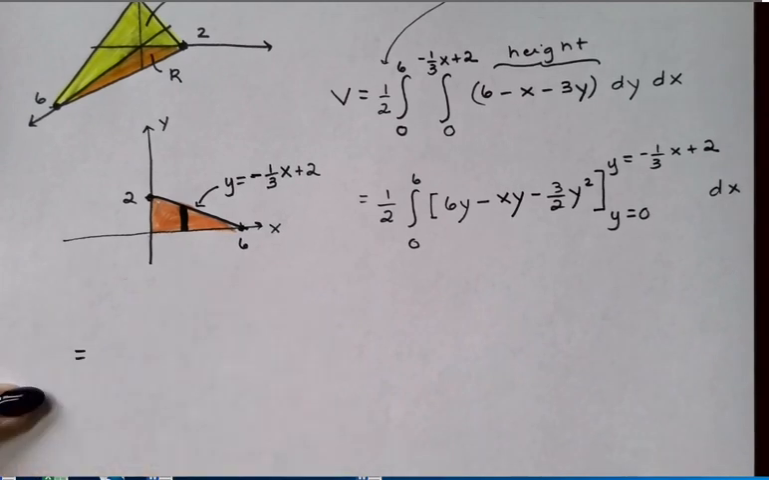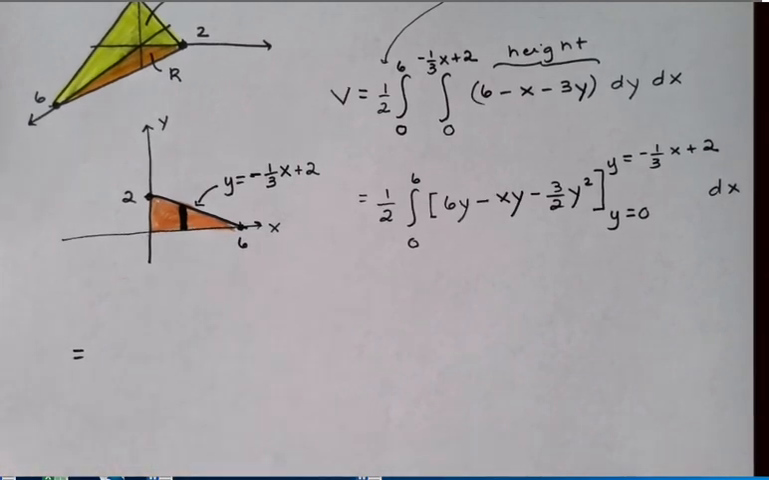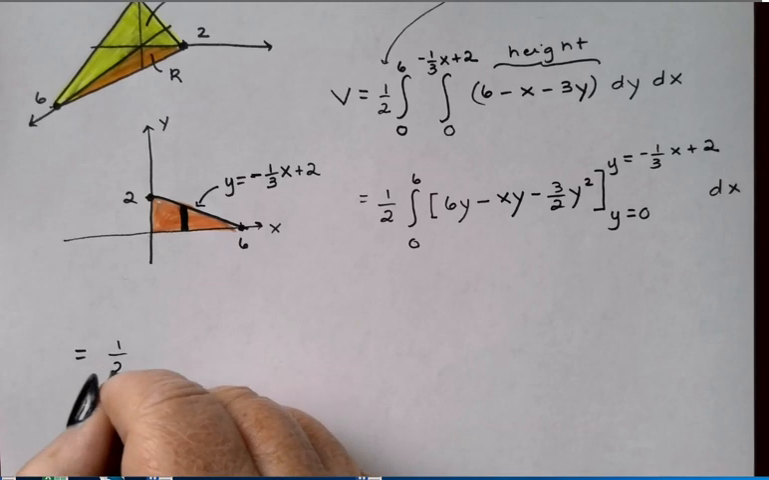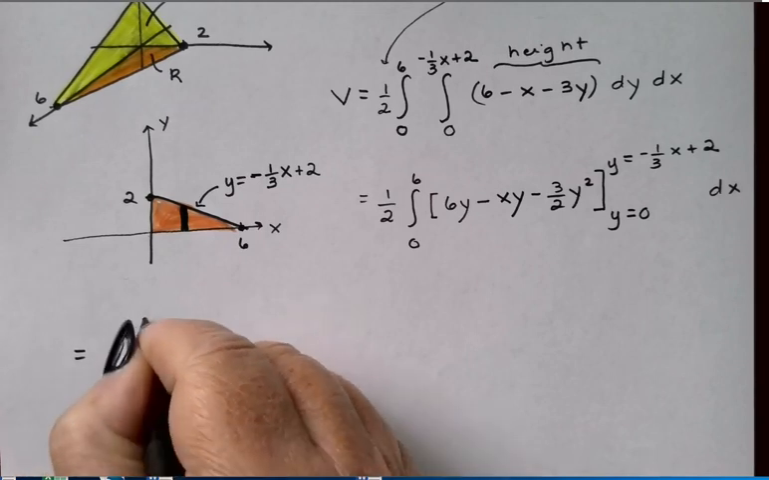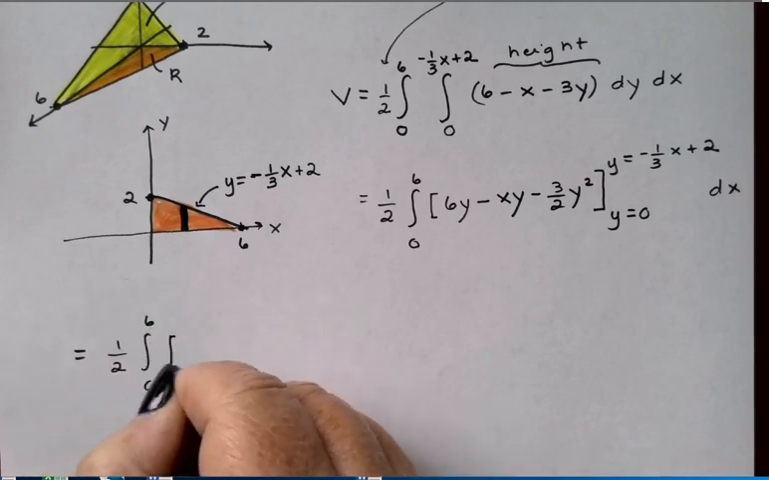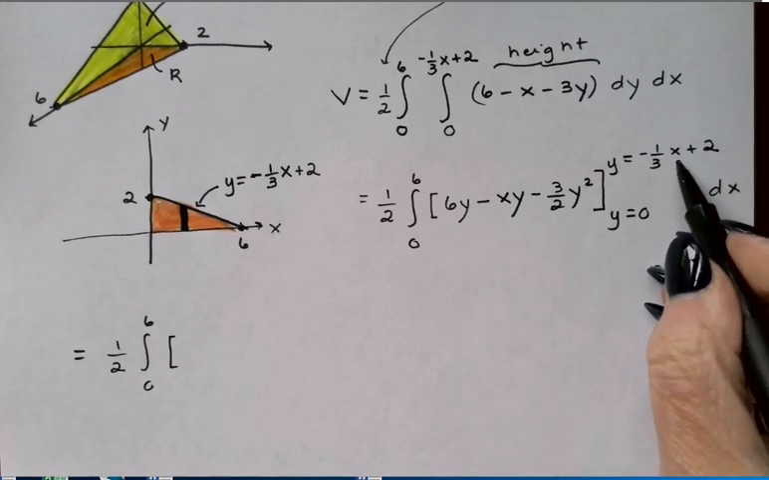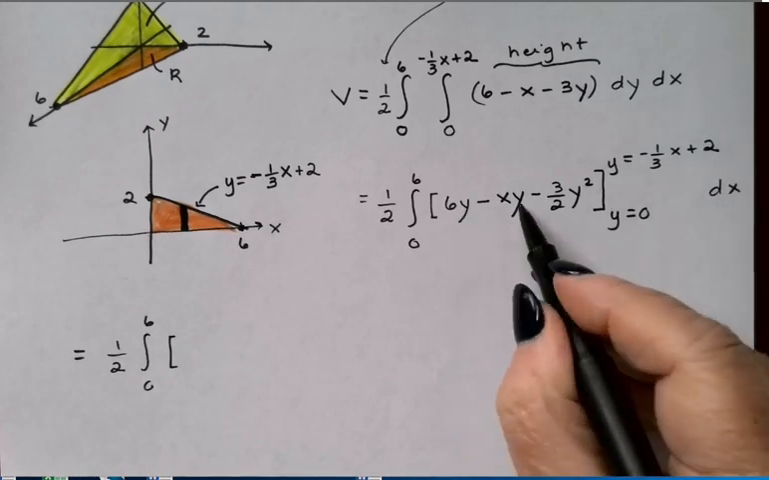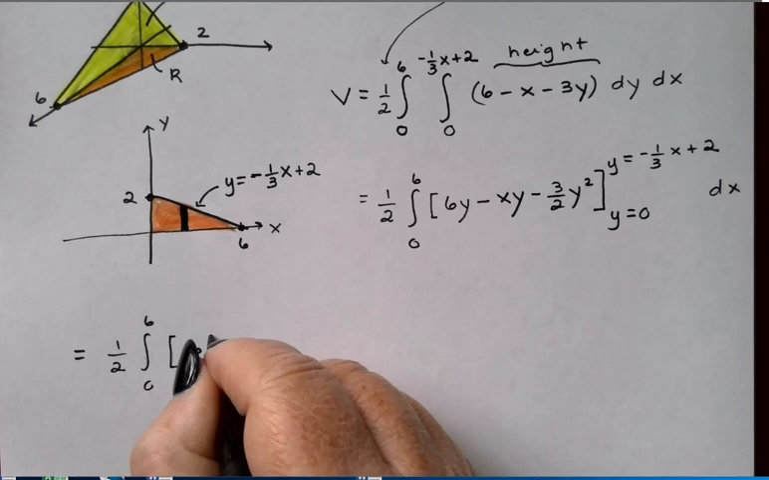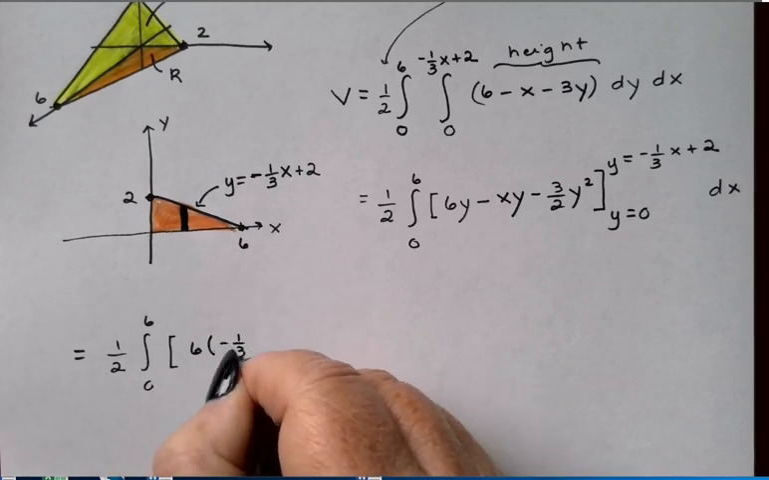All right, I'm going to need a little space, so let me come down all the way to the left here. Plugging in the -1/3 x plus 2 for each of these y's. Just do that right now.